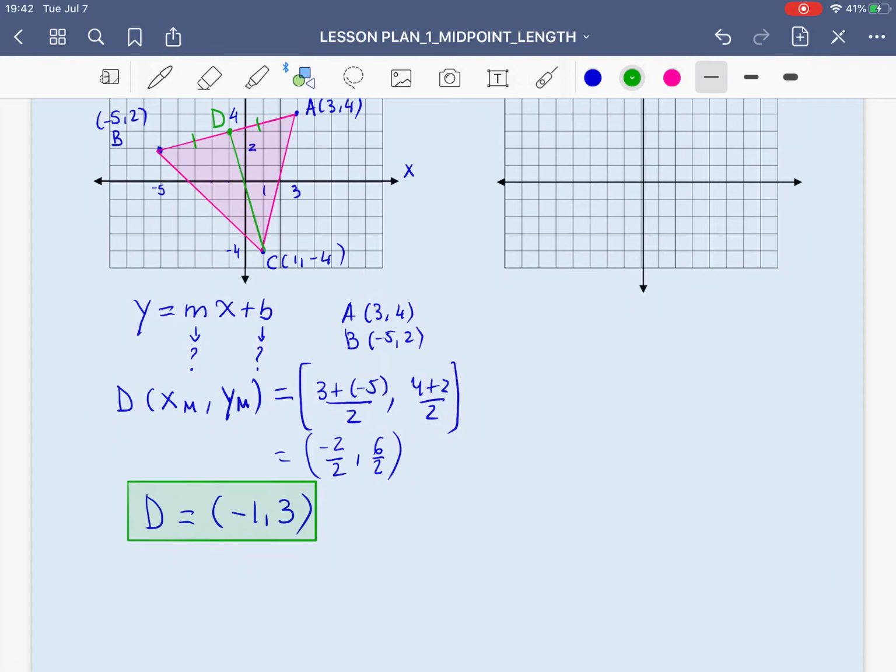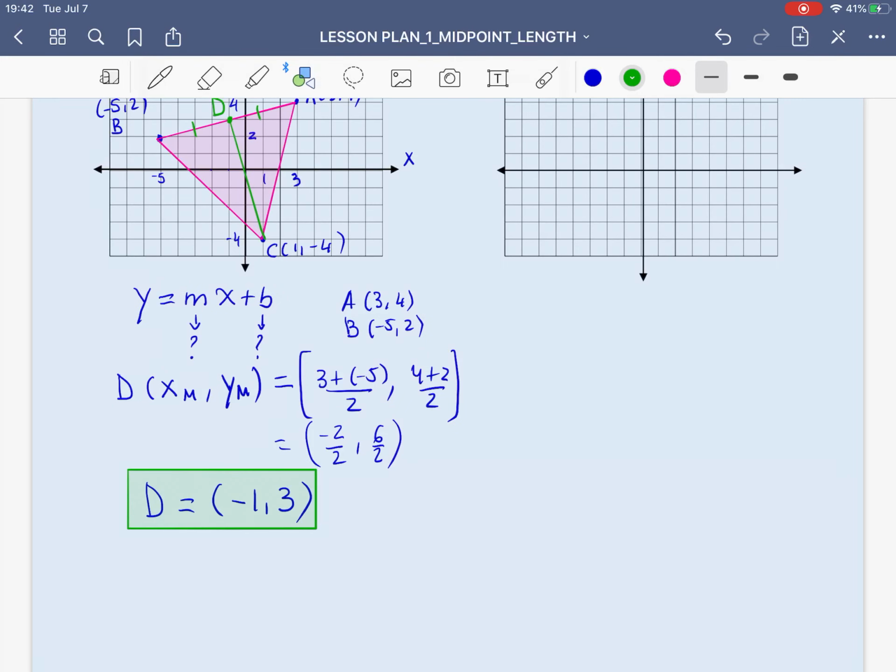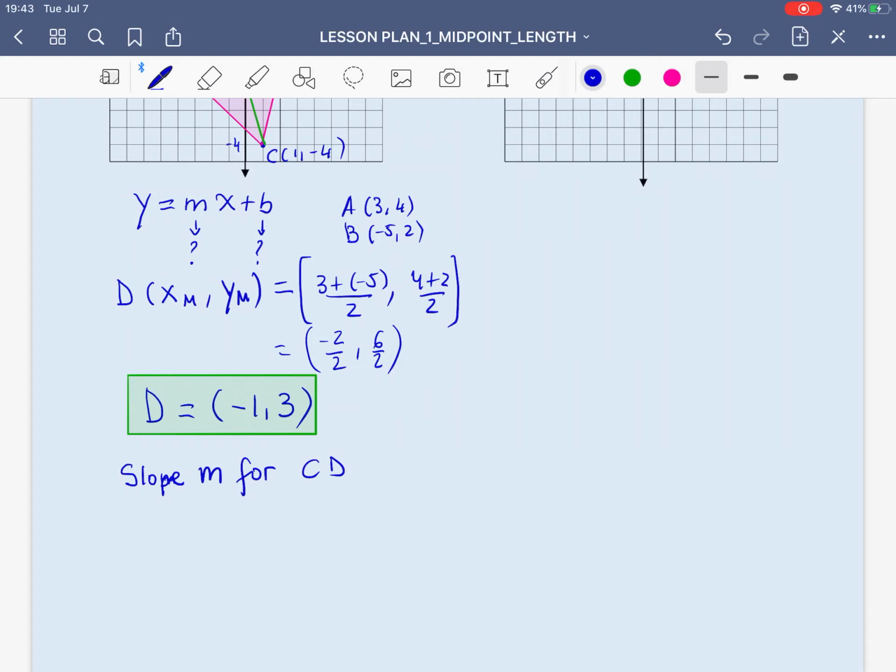So I'm happy I have this, so I'm going to box this up because I'm going to use it later. And now in order to find the slope, I'm going to need to use 2 points on the median. So I have D, I have C. Now we need to find the slope M for the median CD. The slope of the line is delta y over delta x. So here is C, (1, -4), and here is D, (-1, 3).